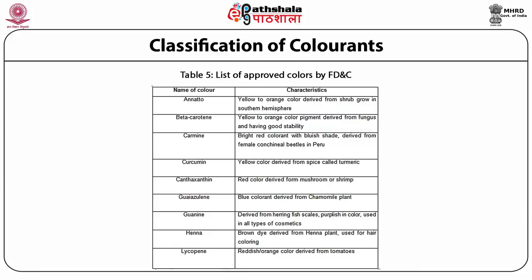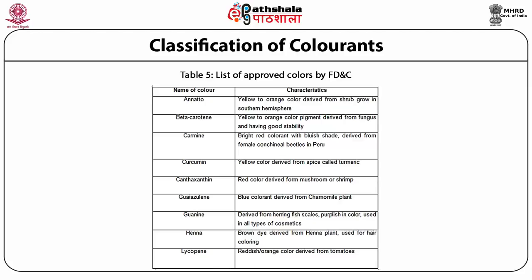As we can see, we have a variety of colors ranging from beta-carotene, which has a color yellow to orange, to guanine, which is derived from fish scales and is purplish in color. These include number 1, annatto, which is a yellow to orange color, derived from shrubs grown in the southern hemisphere. Beta-carotene, which is a yellow to orange colored pigment, derived from fungus and having good stability.